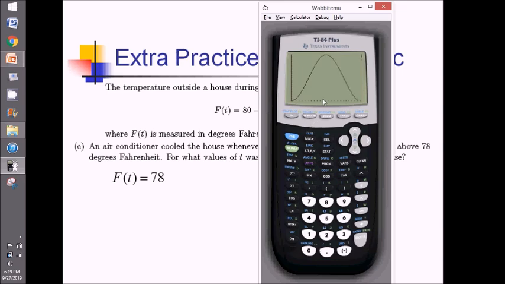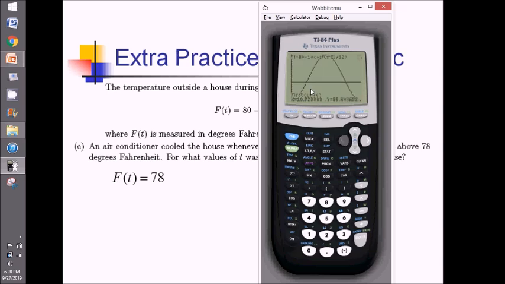But I am missing one key piece here. I need to know when this equals 78. So to figure that out, I'm going to go back to y equals, and I'm actually going to graph y equals 78 here in my y2. Now let me do zoom fit again and see if I get a slightly different looking picture. So there is my original f of t function. Here is 78, and I just have to find out the intersection of these. So I'm going to do second trace intersect, option 5.